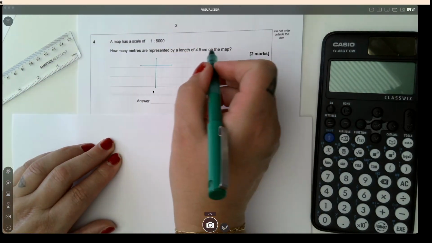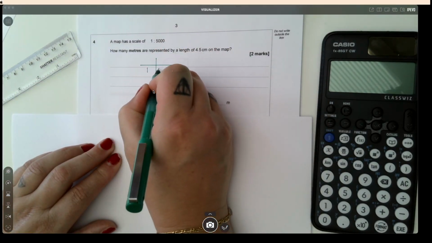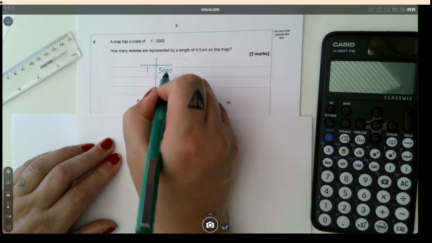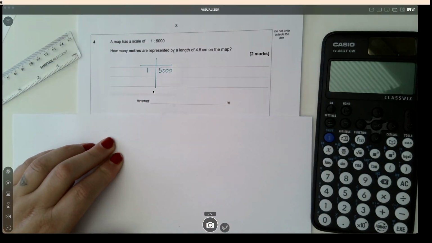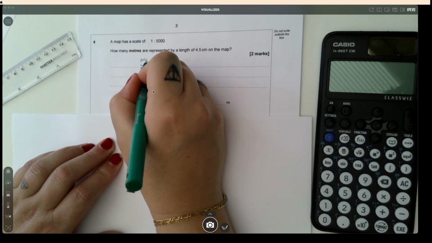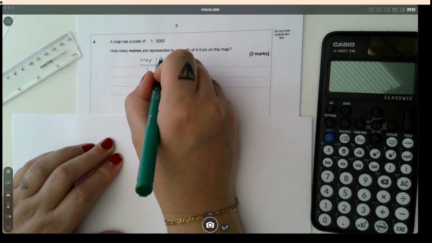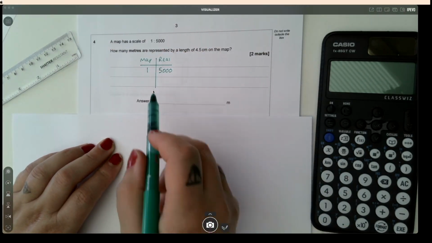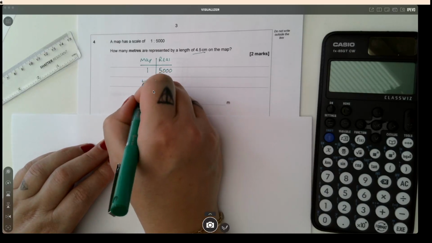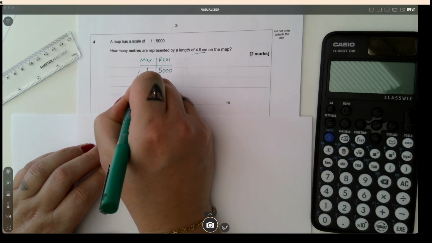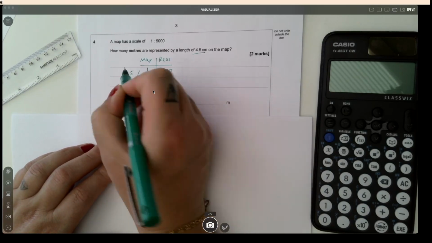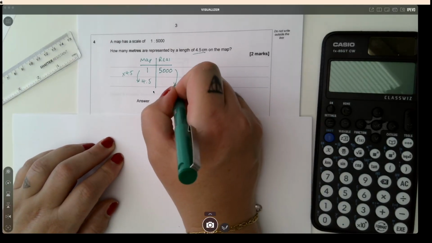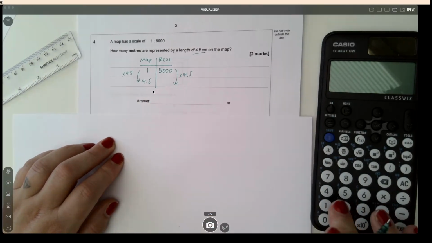So if we've got 1 centimetre is 5,000 centimetres in real life. So 1 centimetre on the map, and then this is the real. And then we want 4.5 centimetres. So what we would do is multiply by 4.5. So we're going to do the same on the other side.